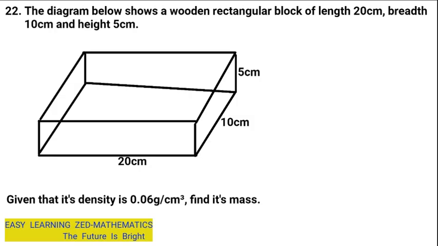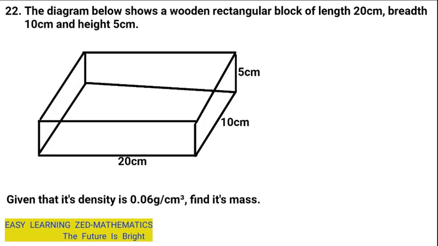When we look at the statement above, the volume is not given in the question. However, we are given dimensions that can help us to find the volume. So the first thing we're going to do is find the volume of this block. To find the volume of any regular object, we use the formula volume is equal to length multiplied by breadth multiplied by height.